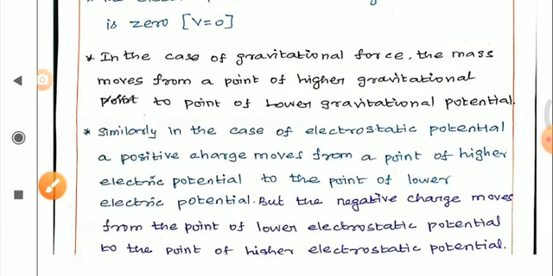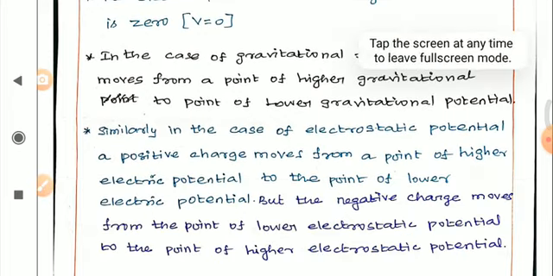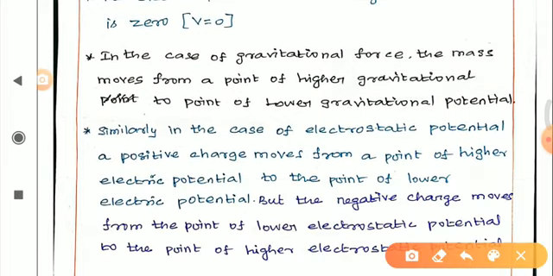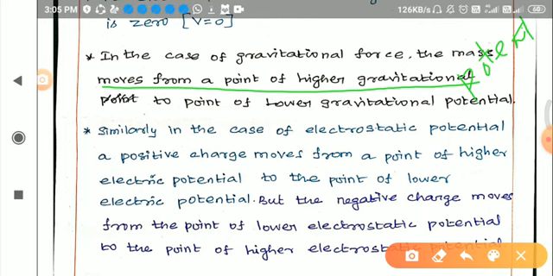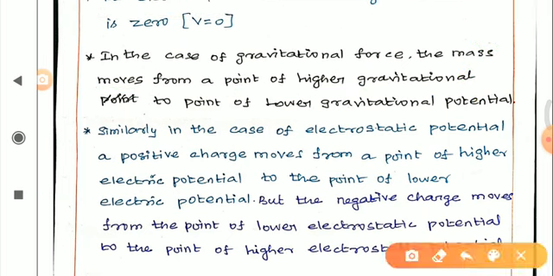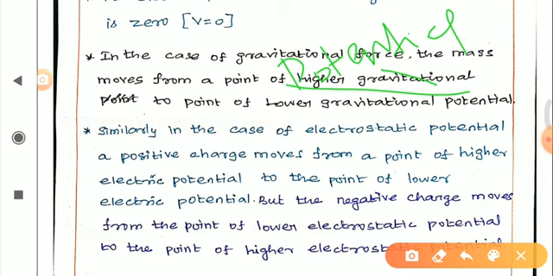Then we can move to the next point. In the case of gravitational force, the mass moves from the point of higher gravitational potential to lower gravitational potential. Note it. So in the case of gravitational force, any object of mass m will be moved from the higher potential to the lower gravitational potential.